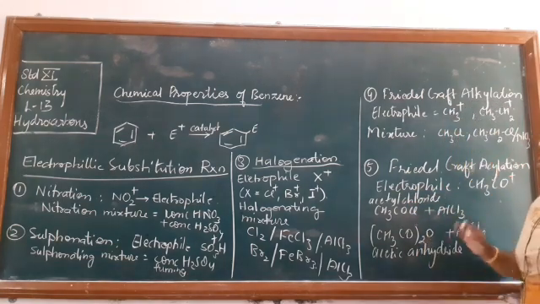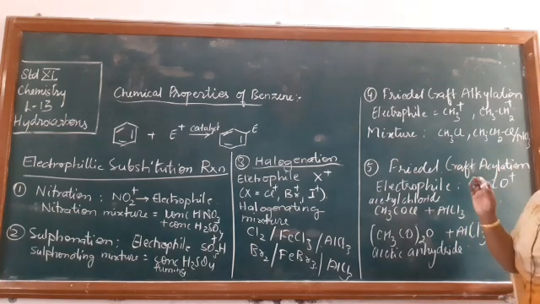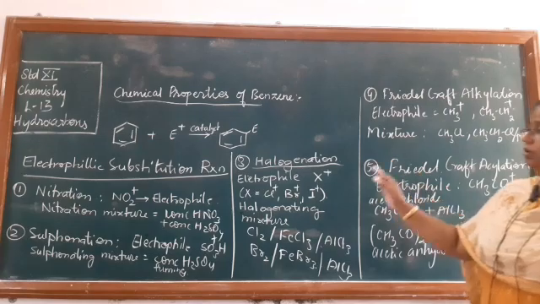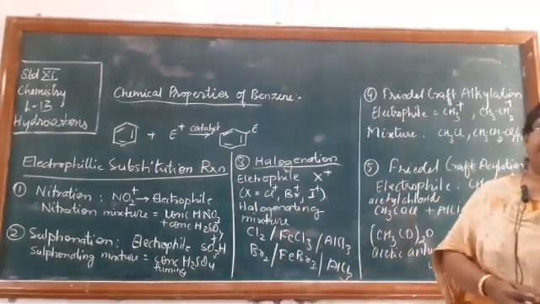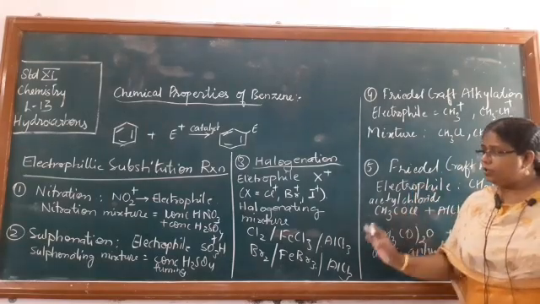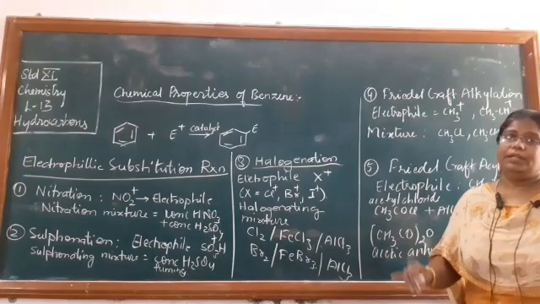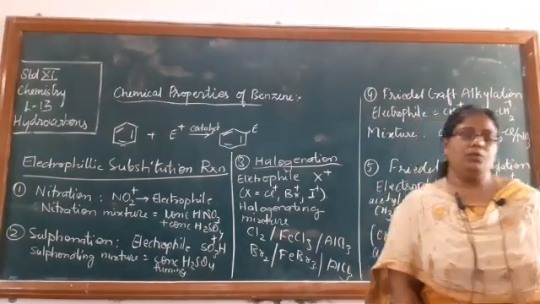So these are the 5 different kinds: Friedel-Crafts alkylation, Friedel-Crafts acylation, then you have halogenation, sulfonation, nitration. 5 different electrophilic substitution reactions which benzene undergoes. So you can note this down, and then we can go into each one of them and show how the reaction will occur.